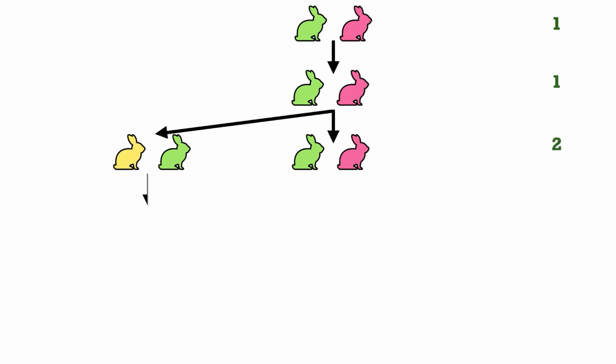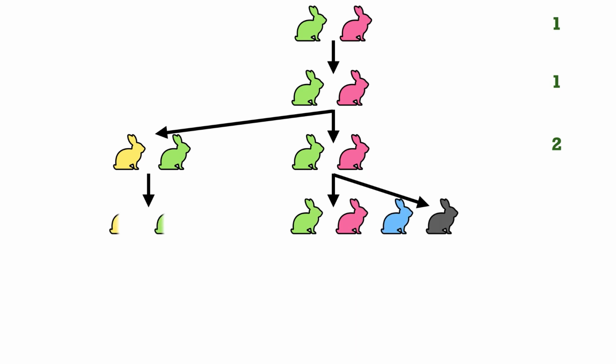At the end of the third month, the original female produces a second pair, making three pairs in all in the field. This is because it is given in the question that rabbits never die and that the female always produces one new pair, that is, one male, one female, every month from the second month on. So at the end of the third month, there are three pairs.